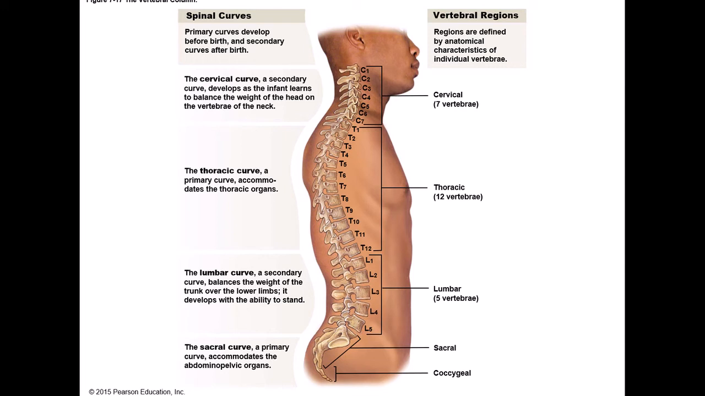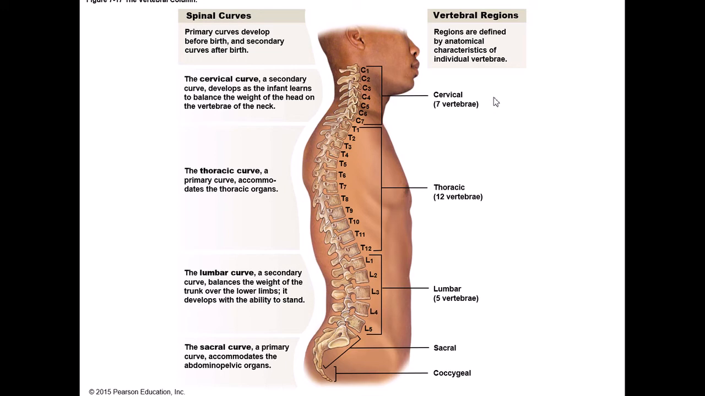Those vertebrae sit on this bone right here. This is known as the sacrum. And then way at the bottom, this little piece down here is known as the coccyx. All right, so the vertebral column, and it's also called the spinal column, consists of 24 movable vertebrae, one sacrum, and one coccyx. Let's take a look at the regions of the spine.